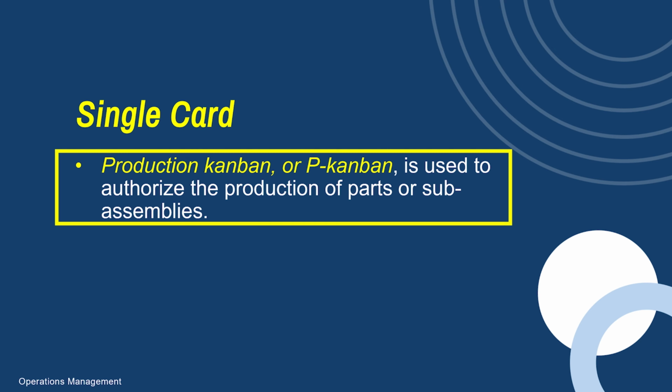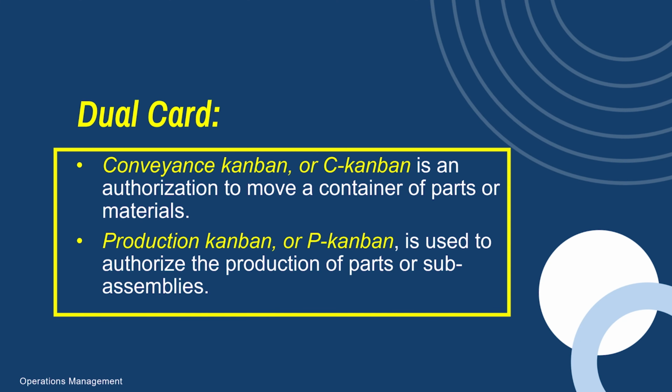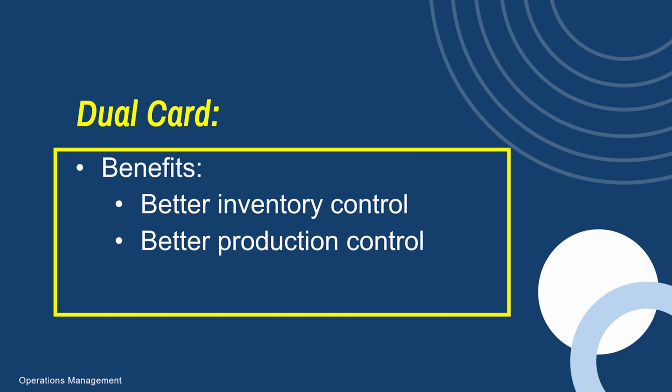So when these two cards are used in conjunction, we have what we call a dual Kanban card system. One of the major advantages is that you have greater control over production as well as inventory, because both production and the withdrawal of inventory are directly connected to the need of the customer. So these are often used together in the manufacturing facility.